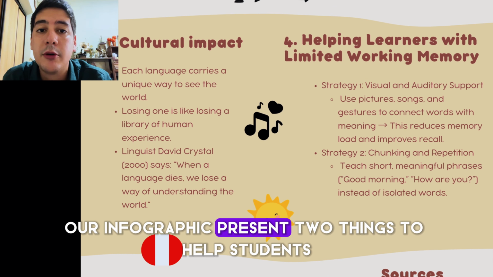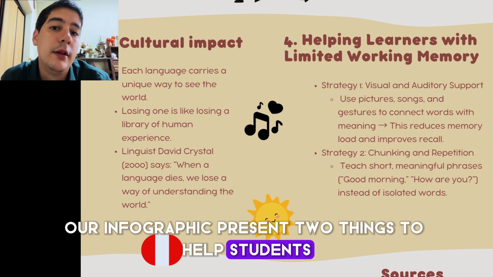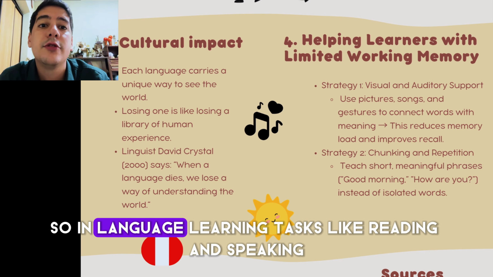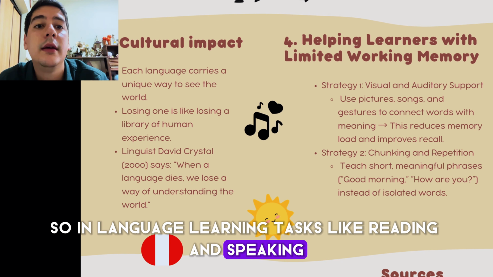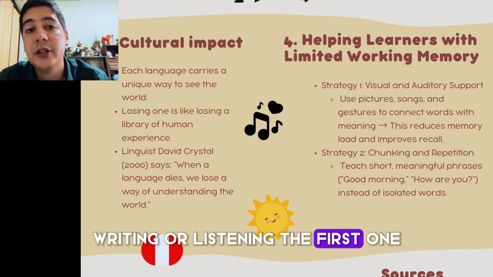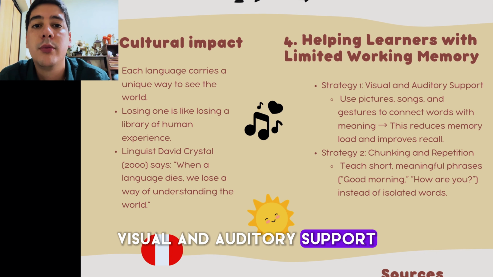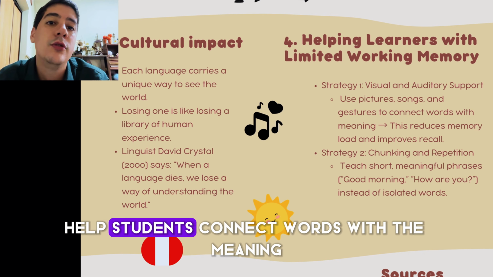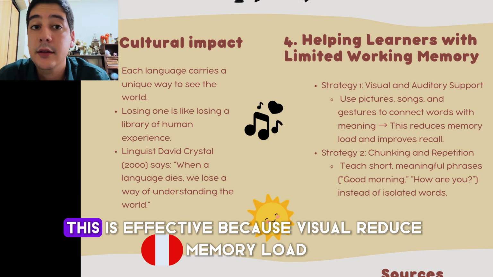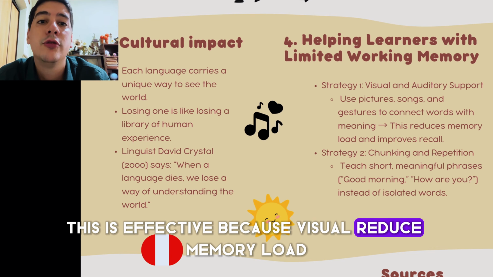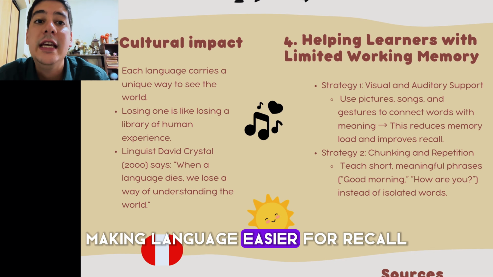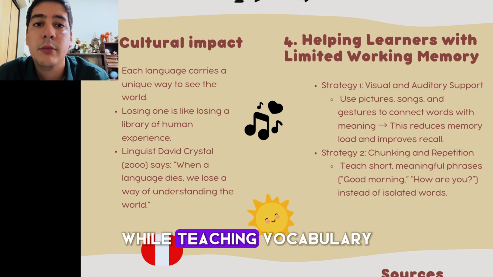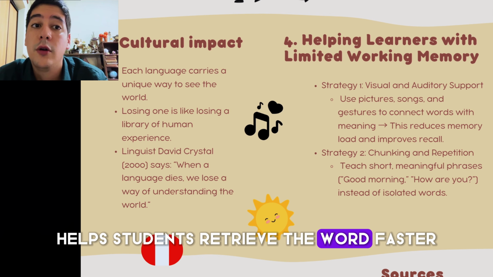Our infographic presents two strategies to help students, especially those with limited working memory, in language learning tasks like reading, speaking, writing, or listening. The first one is visual and auditory support. As you can see in the infographic, matching icons and gestures help students connect words with meaning. This is effective because visuals reduce memory load, making language easier to recall. For example, showing a picture of an animal while teaching vocabulary helps students retrieve the word faster.